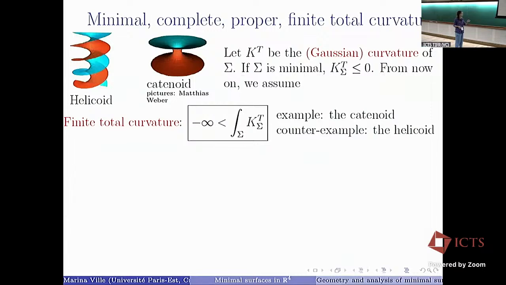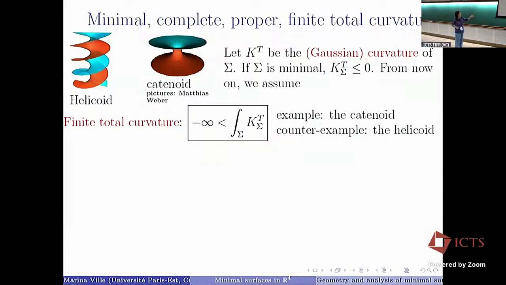So this we've seen many times. We've seen these pictures many times during this conference. I just want to set the definitions: I'm going to consider only surfaces of finite total curvature. This is the Gaussian curvature of a surface, and for a minimal surface, it's always negative. Finite total curvature means that the integral is not infinite. And I put a T here because we're going to also have the normal curvature.